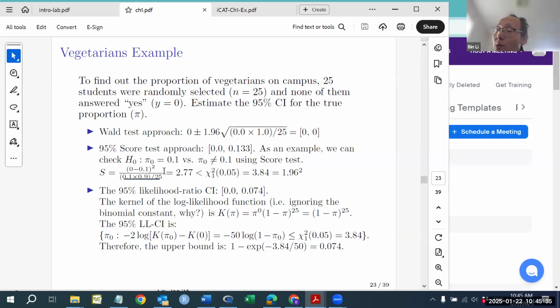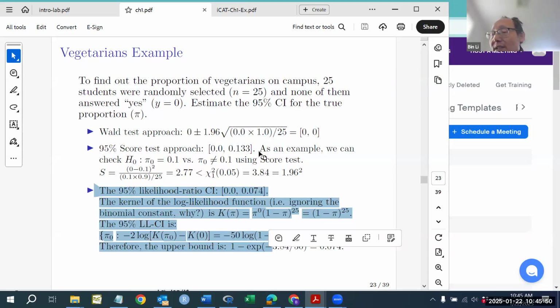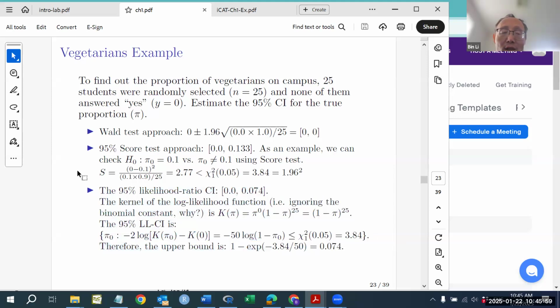But don't worry, I won't ask you to calculate by hand for the Wald test or for the score test. I might ask you to do that for the Wald test, which is simple to calculate by hand. But for the score test and likelihood ratio test, these cannot be done by hand. We have software to do that. So anyway, we found the confidence interval is from 0 to 0.133. This is the 95% confidence interval for the score test.